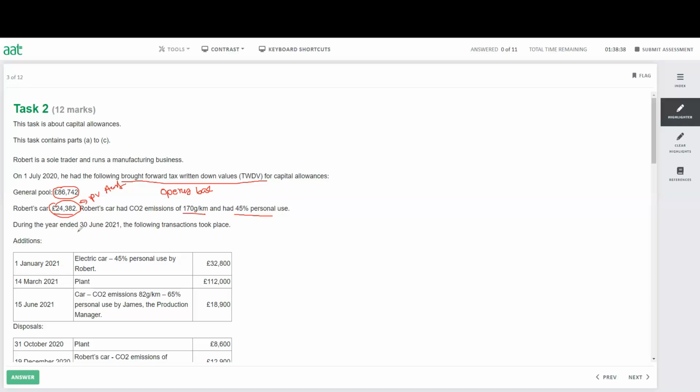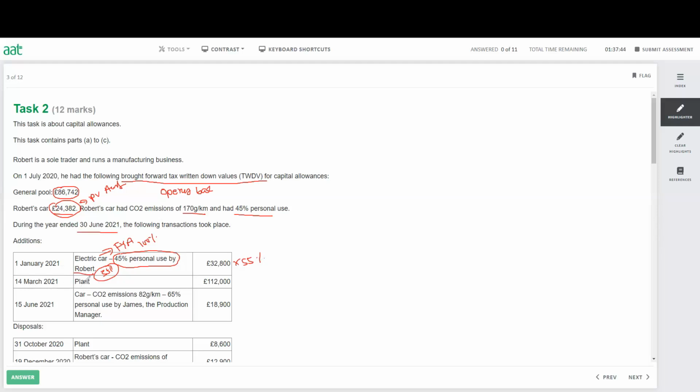During the year ended 30 June 2021, the following transactions took place. So additions after the opening balance: on 1st January 21, we have an electric car that has 45% personal use by the robot. Okay, so remember that an electric car is eligible for FYA, first year allowance, and that is 100%. But here we have 45% personal use. That means 55% we're going to claim as allowance. On this amount, 32,800, we have to find out how much is the 55% business use, and we can claim the full allowance on that amount.